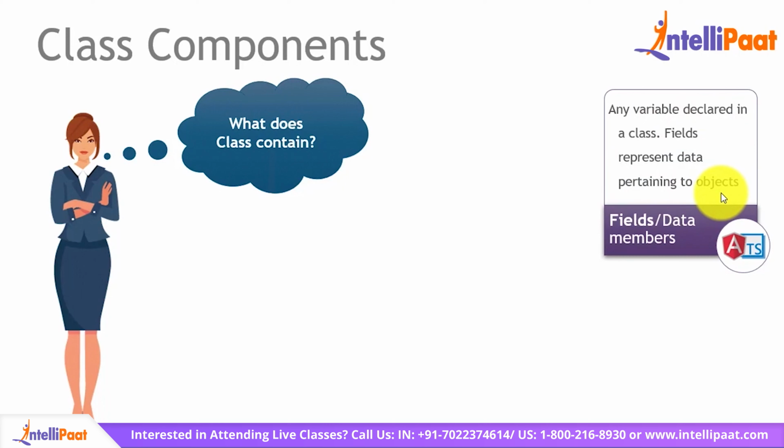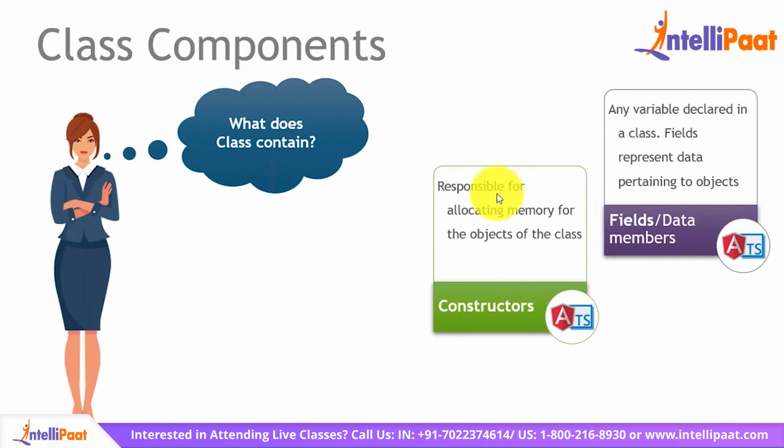Suppose I have created an object for the employees class. The variables, as I said, first name, last name, are nothing but data members. Obviously every person is going to have a different first name, last name, age, all those details. Got it? So the data fields represent data pertaining to objects. Fields are nothing but the variables, and the data whatever we are passing is going to be saved into the fields. Next is constructor.